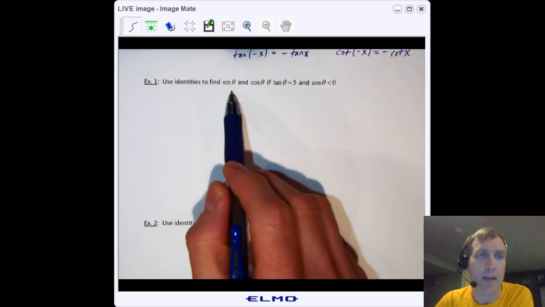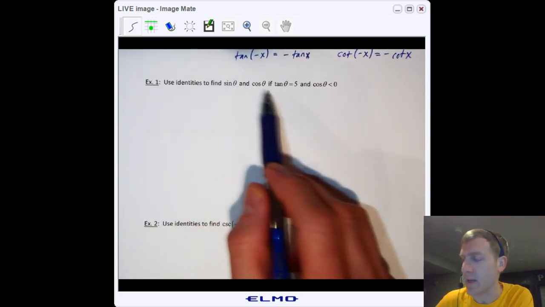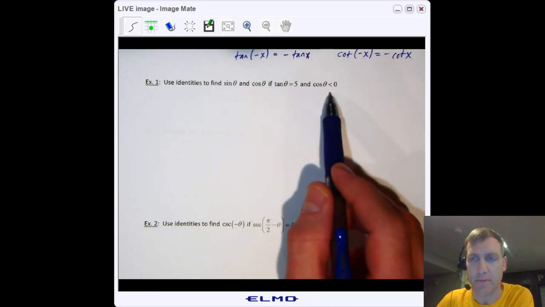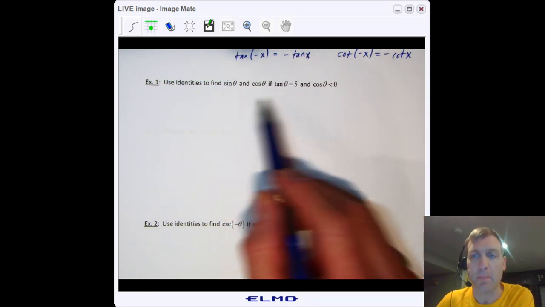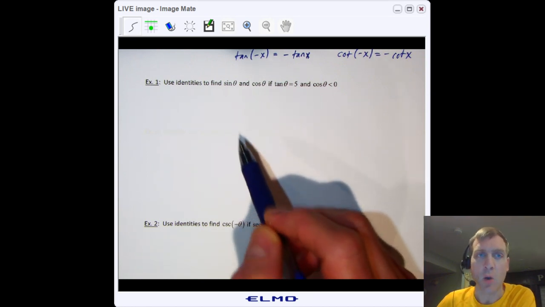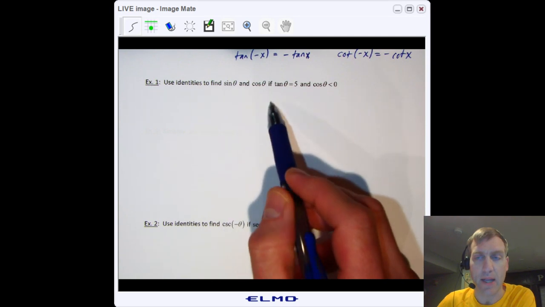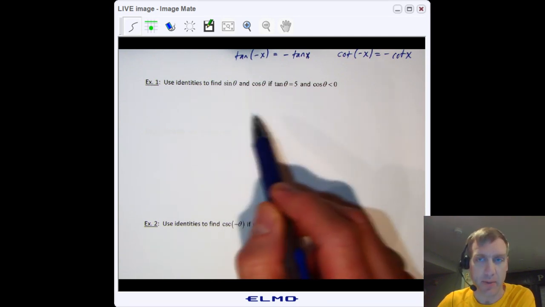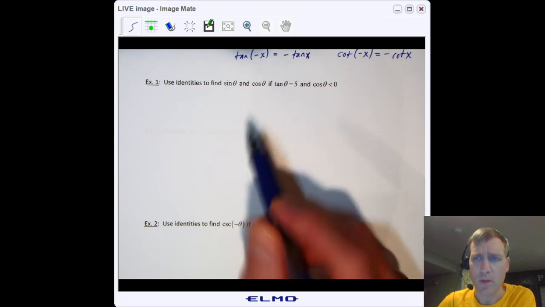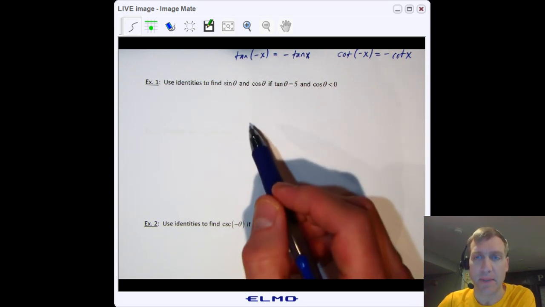So example 1: use identities to find sine theta and cosine theta if you know tangent theta is 5 and cosine theta is negative. Now this problem may sound familiar. We did a problem similar to this in unit 4, where we drew a triangle, labeled two of the sides, used the Pythagorean theorem to find the third side, and then figured it out from there. Now we're going to approach the same problem with a different method.